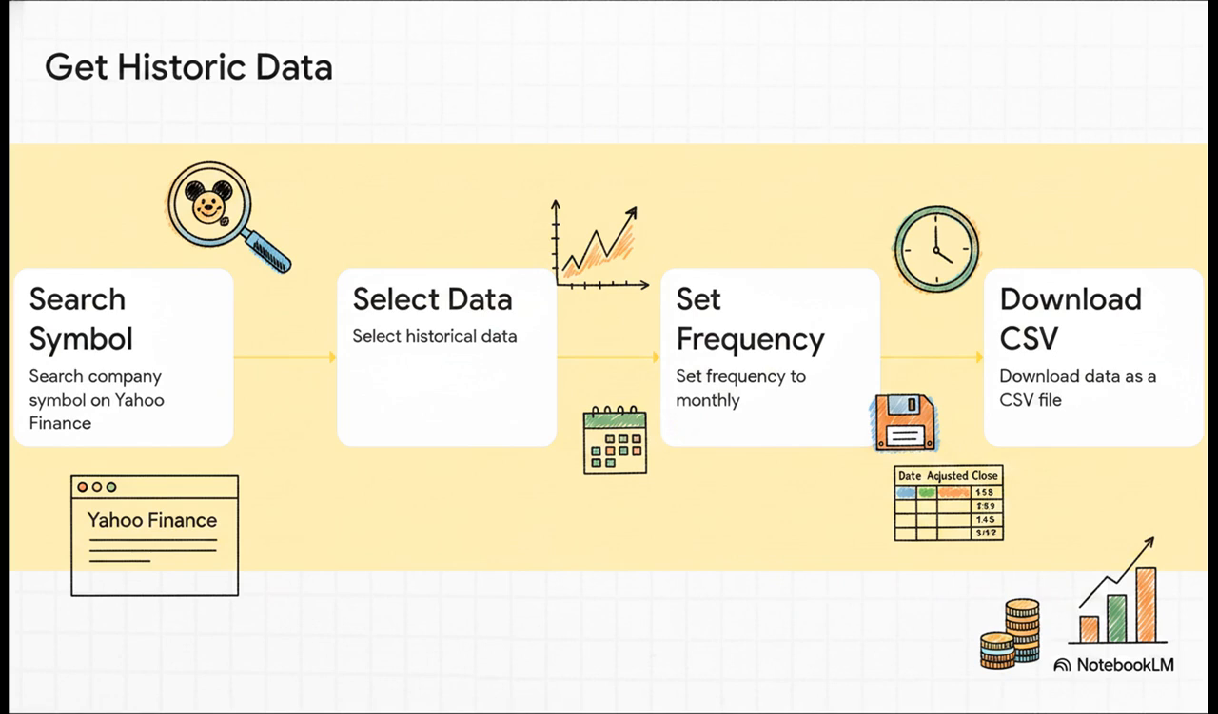Easy, right? But here's the kicker. Once it's in Excel, we actually delete almost everything. Yeah, we only keep the date and the adjusted close columns. Why adjusted close, you ask? Because it actively accounts for things like stock splits and dividends, giving us the absolutely most accurate picture of value.